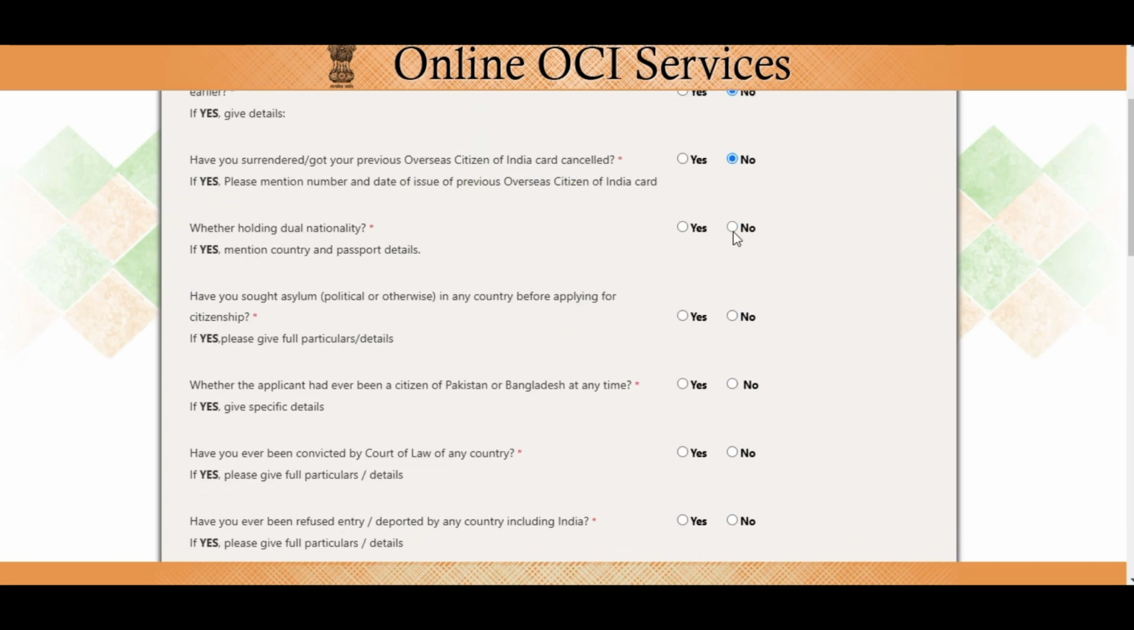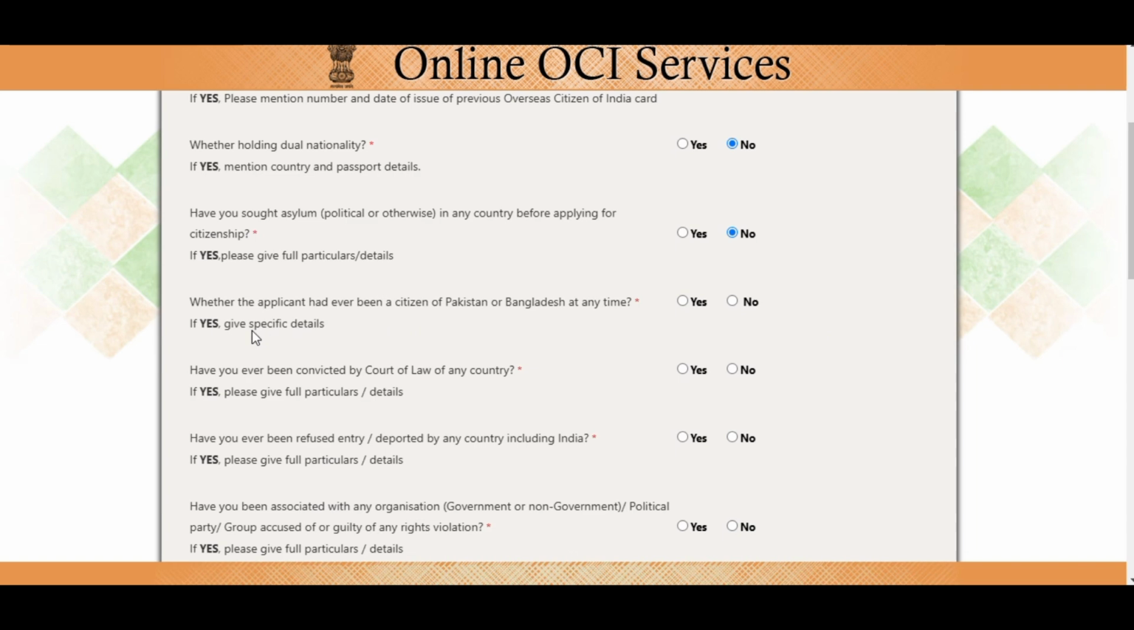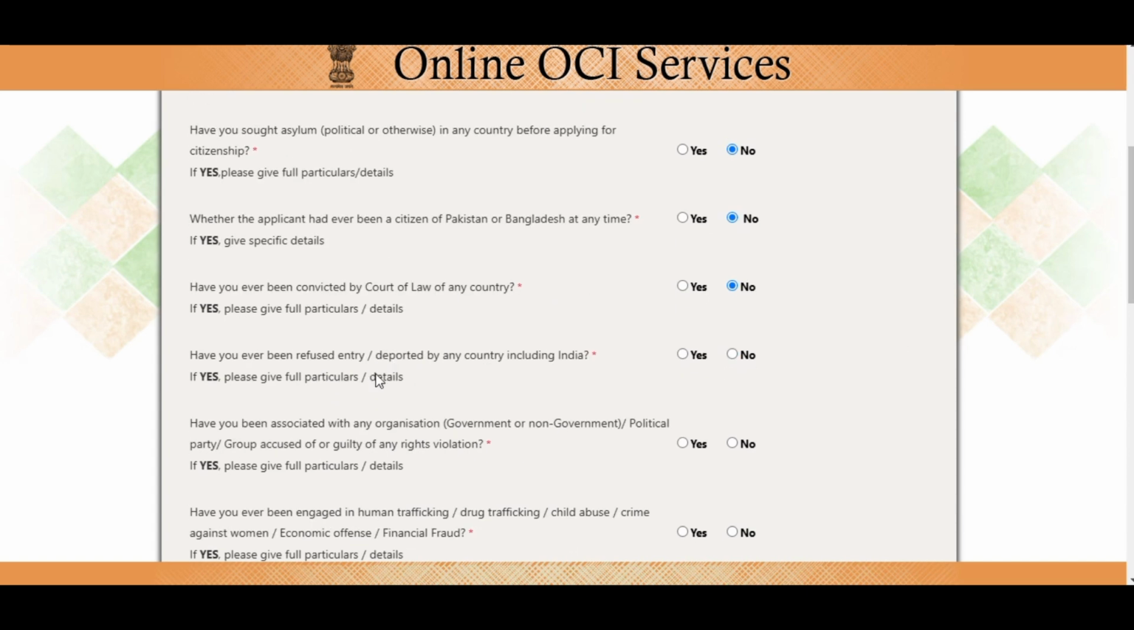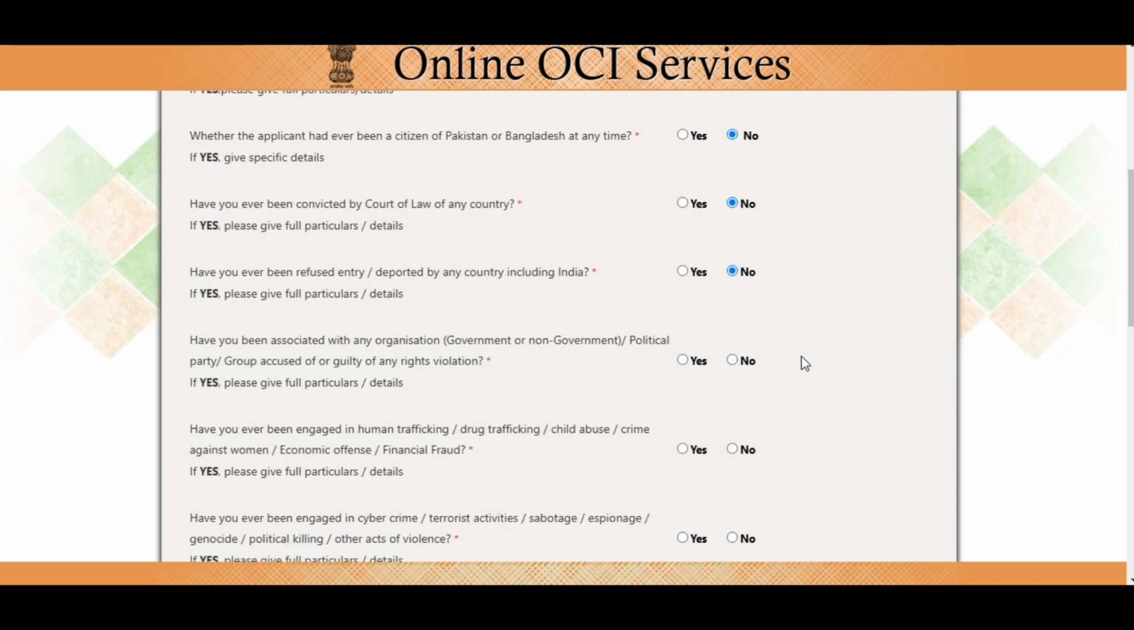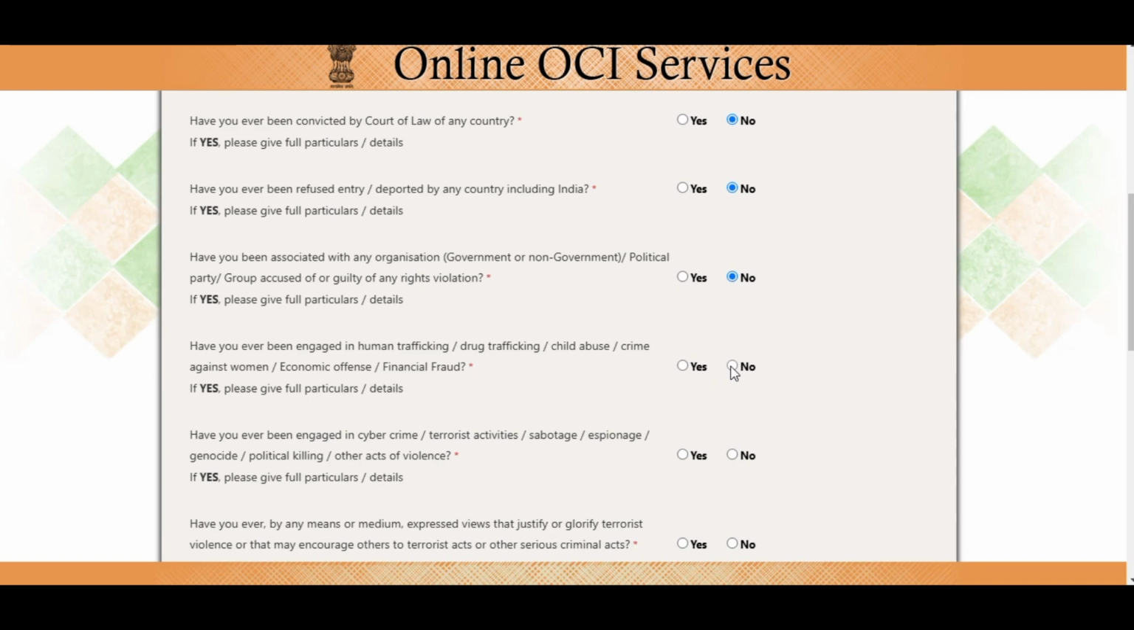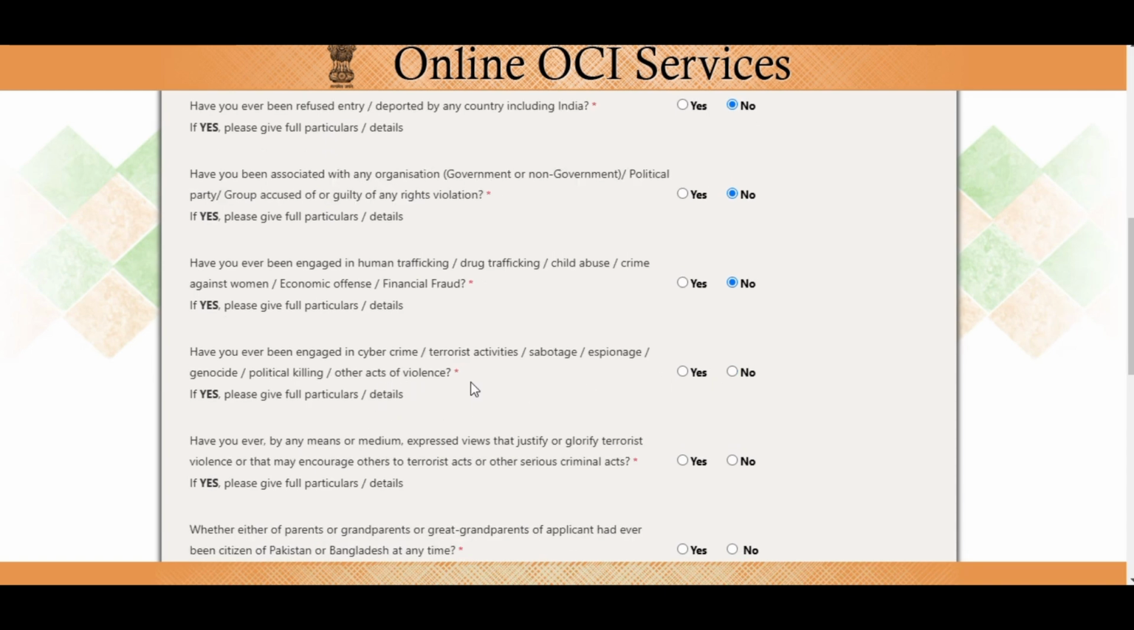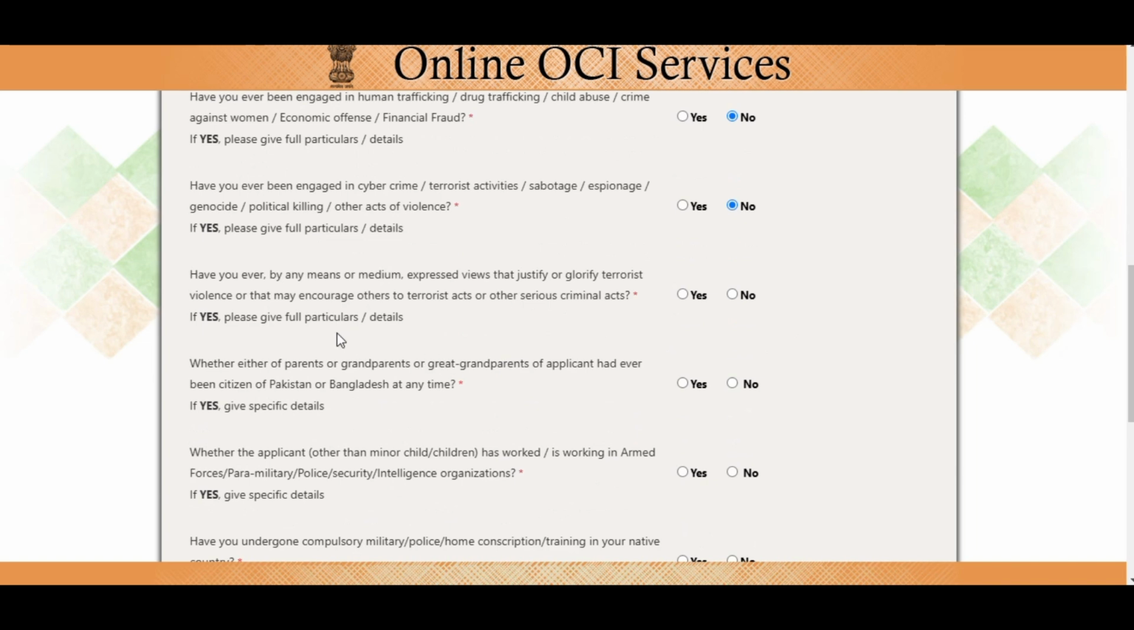Are you holding dual nationality? No. Have you sought asylum in any country before applying for citizenship? No. Whether the applicant has been a citizen of Pakistan or Bangladesh at any time? No. Have you ever been convicted by a court of law of any country? No. Have you ever been refused entry or deported by any country? No. Have you been associated with any political group or accused group? No. Human trafficking, drug trafficking, child abuse? No. Have you been involved in cybercrime, terrorist activities? No. Have you been in any terrorist movement, violence means or anything? No. Whether your parents, great grandparents, or grandparents were ever part of Bangladesh or Pakistan at any time? No.